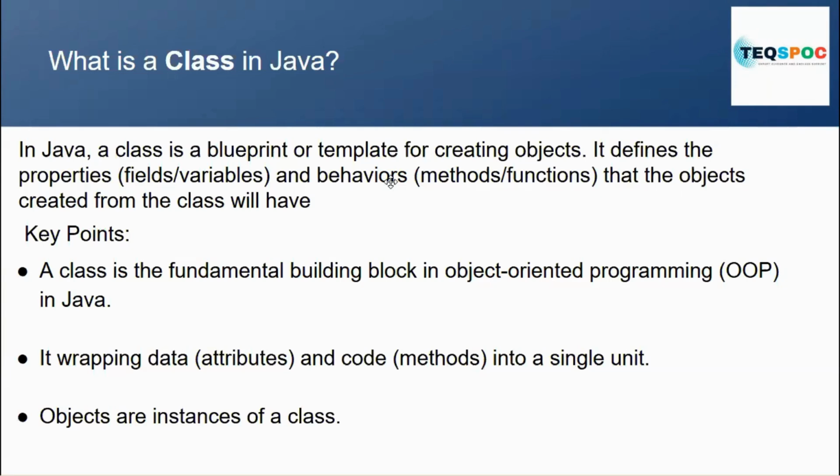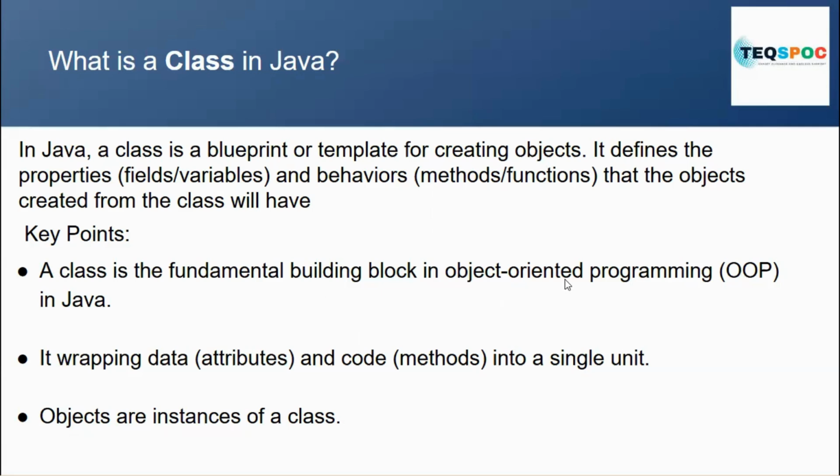So what is a class? Basically, in Java, a class is a blueprint or a template for creating an object. It defines the properties like fields and variables, and behavior. Behavior means a method or function. The key point is that a class is a fundamental building block in object oriented programming language.